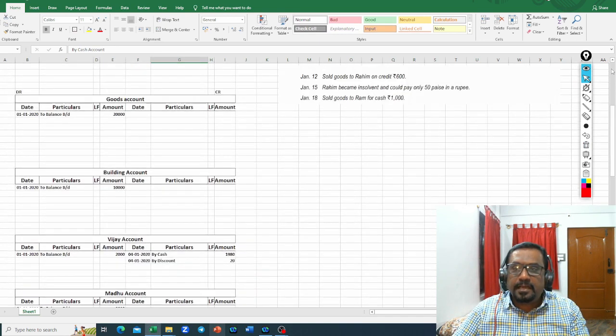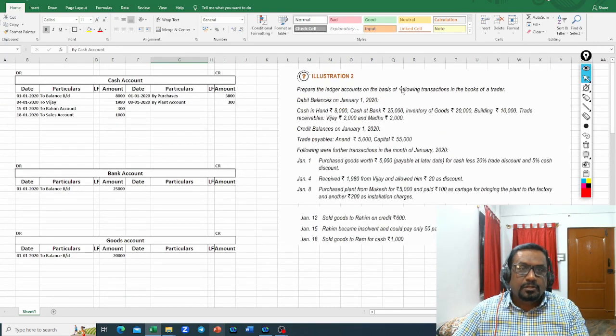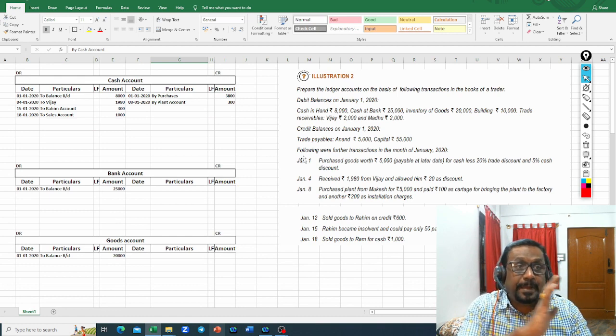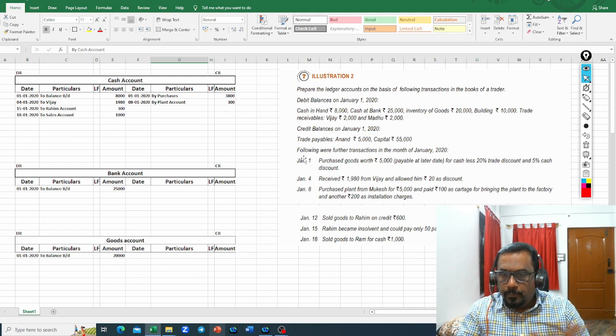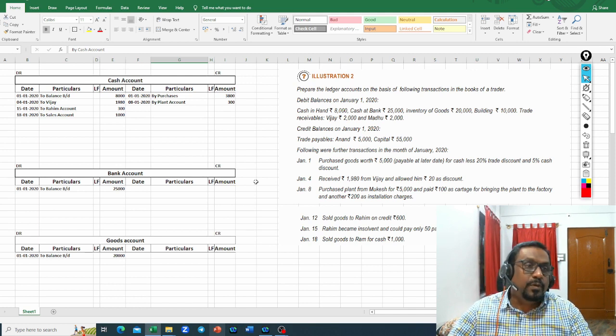Now you see whether there are any transactions left. Nothing. So we have posted all the transactions. Now we are left with balancing these accounts. We have completed all the transactions, right? We have done. Posting is done. Now what is left? We need to balance the accounts. How do we balance it?